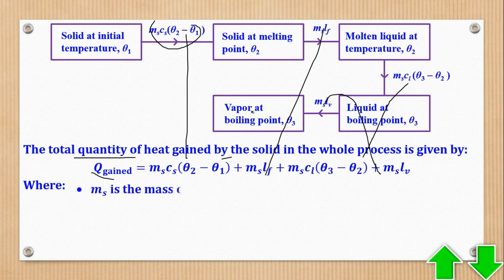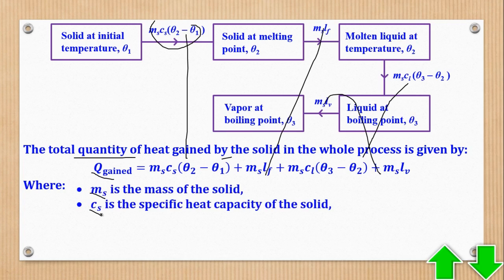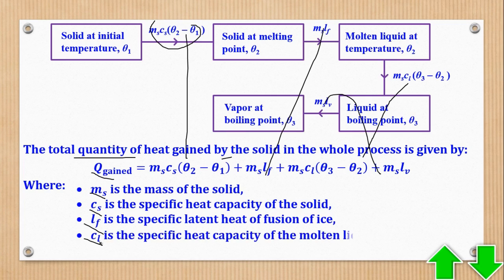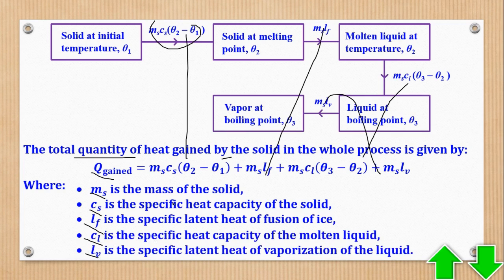So we need to define the terms. This is the mass of the solid, specific heat capacity of the solid, specific latent heat of fusion, specific heat capacity of the molten liquid, and specific latent heat of vaporization.